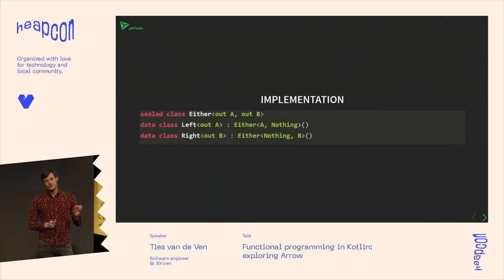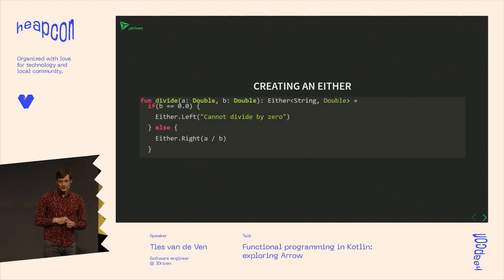It's also important to see how the Either is implemented, because it is using a sealed class, which means that Left and Right are the only two possible instances of the Either. Also, it means that you never get back an instance of Either itself. You get back an instance of Left or an instance of Right, but never both. That's the important bit. So let's create some Eithers.